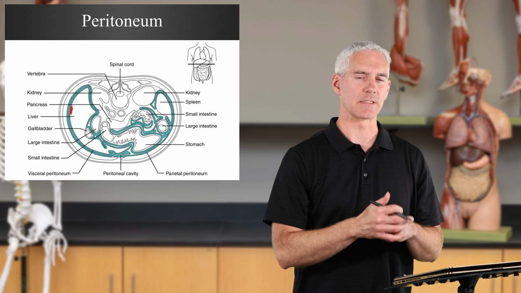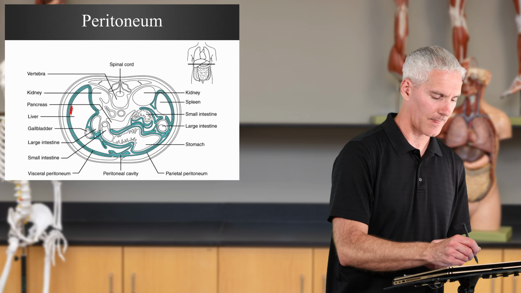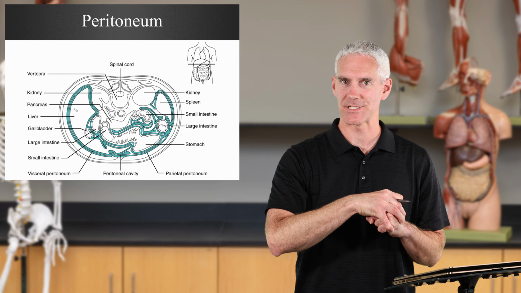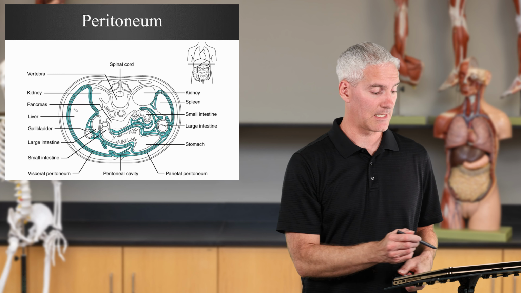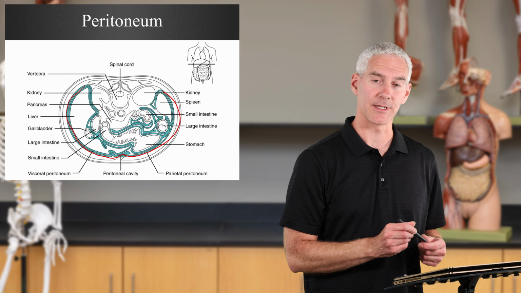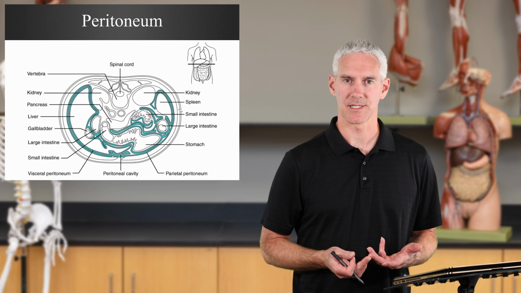So each one of these organs, from the liver to the stomach to the small intestines to the spleen, they're all covered by this visceral peritoneum. Parietal peritoneum simply lines the entire outside covering here. It lines the cavity. So a double membrane system.